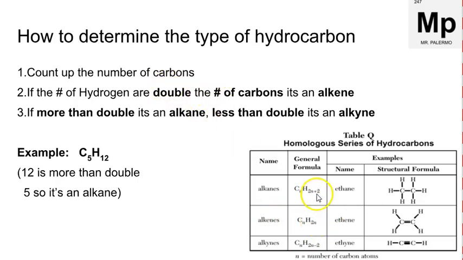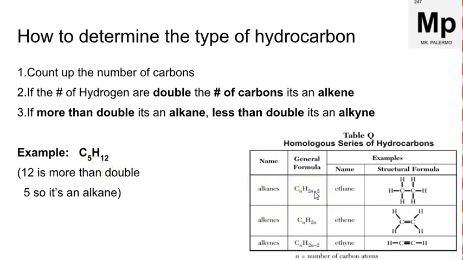If it's more than double, it's an alkane. And if it's less than double, it's an alkyne. So for example here, C5H12. Well, 5 times 2 is 10. That would make it an alkene, but this is more than double. So I know it has to be an alkane.